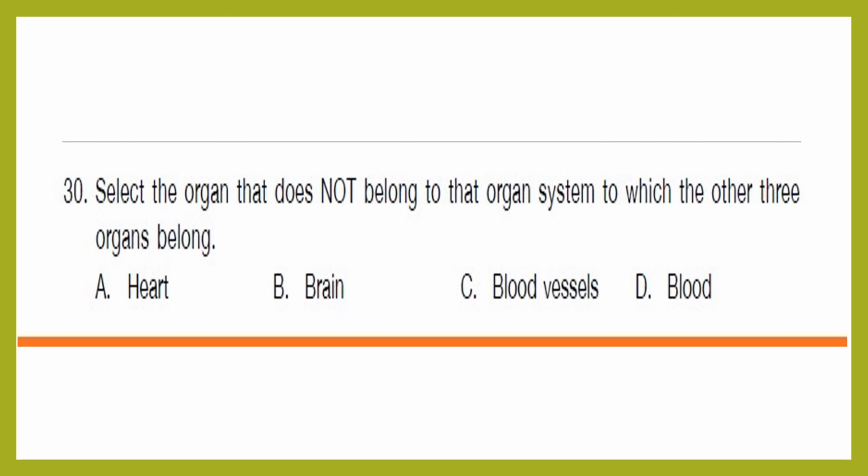Question number 30. Select the organ that does not belong to the organ system to which the other 3 organs belong. Option A, heart, B, brain, C, blood vessel, D, blood. Here, heart, blood vessel and blood are part of the circulatory system, while B, brain, is a part of the nervous system. So the answer is option B.